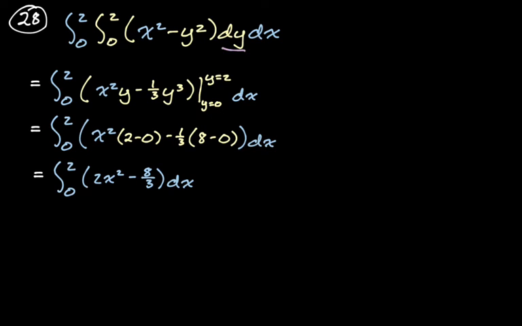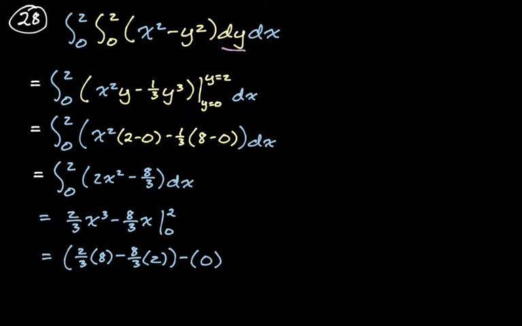Now we're just doing a Calc 1 integral, so reversing the power rule, plus 1 times the reciprocal, gives us this. Evaluating gives us this. And then ultimately we get 16/3 minus 16/3, which is 0.